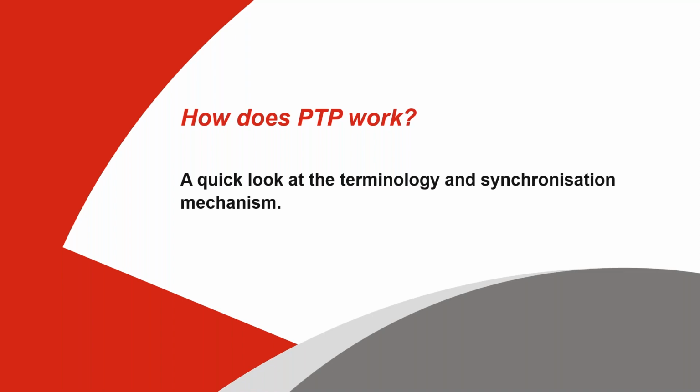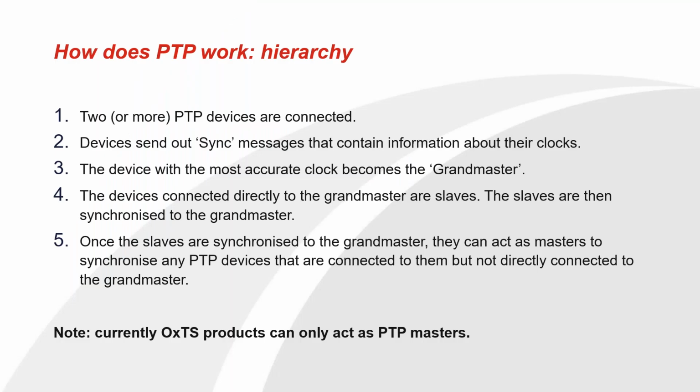So how does PTP work? We're going to have a look at the terminology used when talking about PTP products, and then move on to the actual synchronization mechanism. To start off with, once you connect multiple PTP capable devices to the same network, they have to establish a hierarchy. To do this, devices send out what's known as a sync message, which contains information about how accurate the clock on their device is. Then the device with the most accurate clock becomes what's called the grandmaster, which sits at the top of the hierarchy.